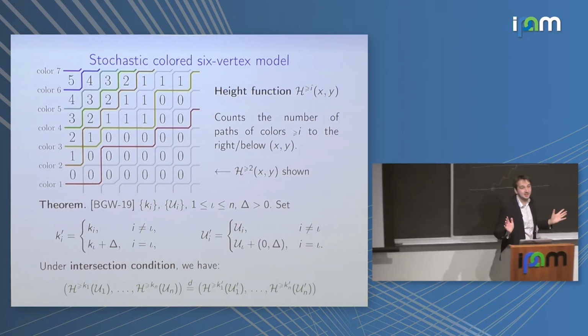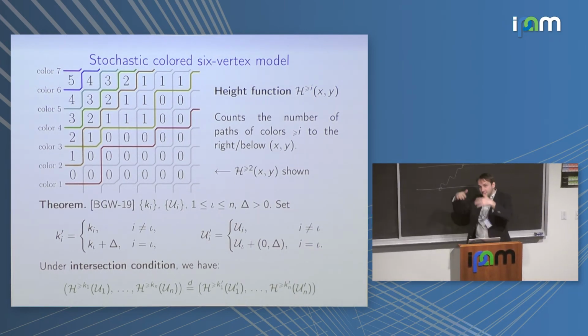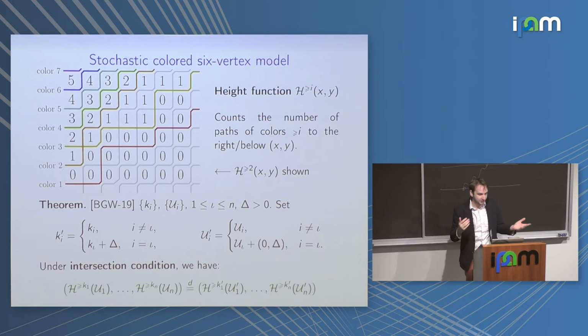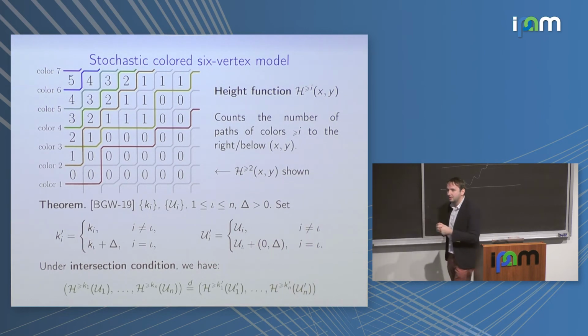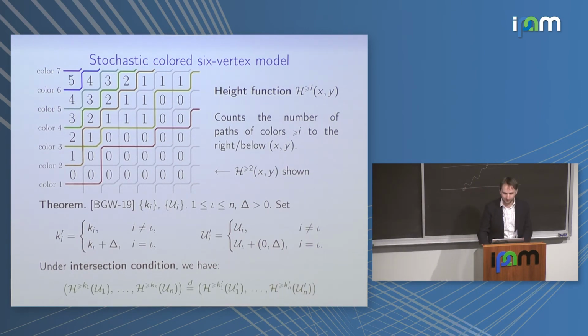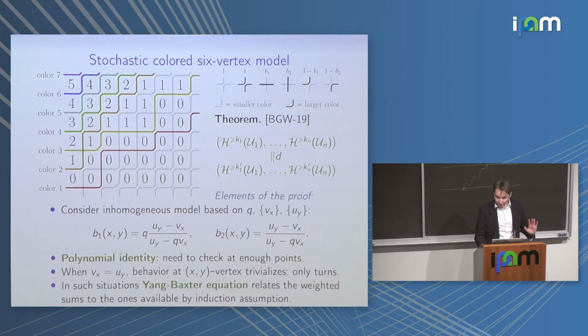And the statement is again of the same nature. So again, under the shifts, the distribution is invariant, even if you take it jointly with several colors which are not being shifted. So that's a theorem for the six-vertex model. So let me just give you some elements of the proof.